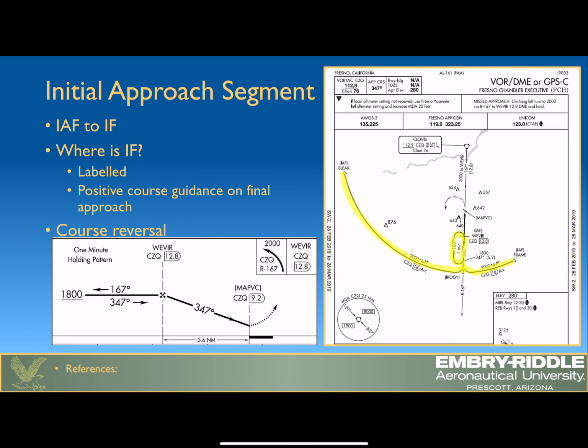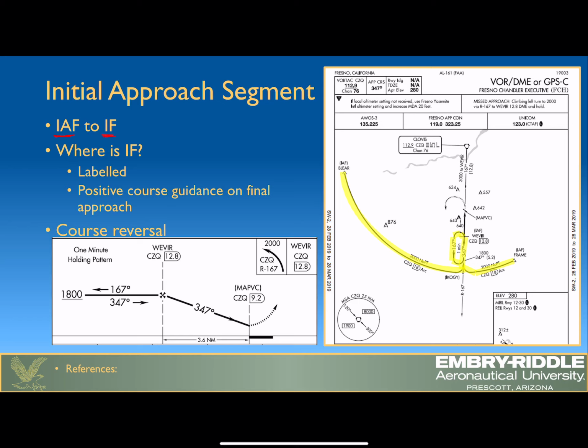So now that we've finished talking about the en route segment, or en route to the initial approach fix, let's talk about the initial approach segment. This is what takes you from your initial approach fix to your intermediate fix. So think of your initial approach fix as the starting point for the approach.